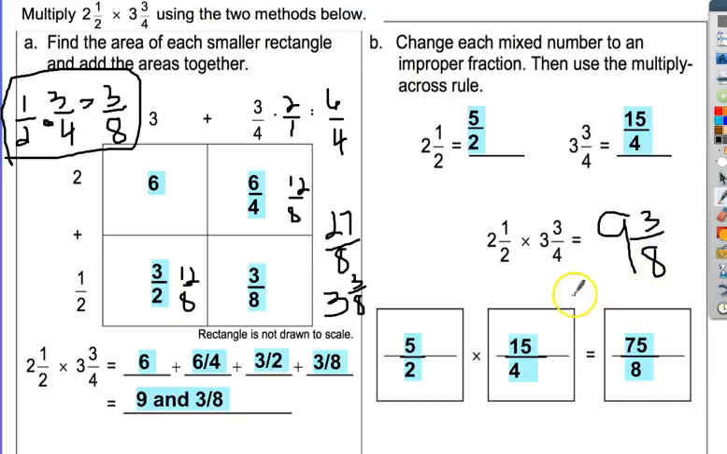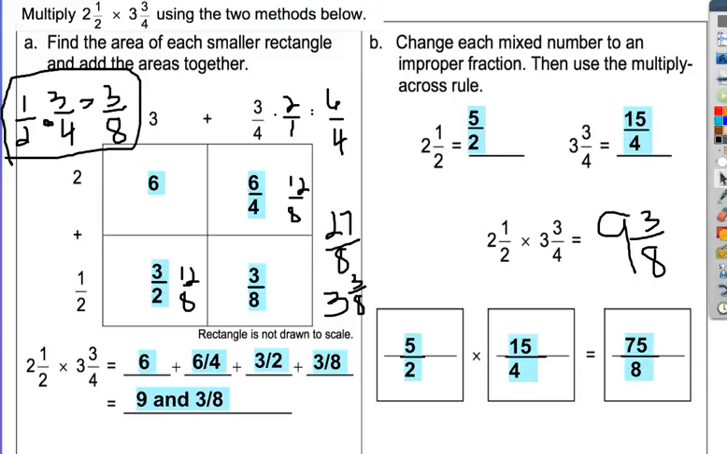You get the exact same answer by changing mixed numbers to an improper fraction and then using the multiply across rule, as you do using the area model and the distributive property. Okay, the answer is going to be exactly the same. The choice is, do you want to use the area model and the distributive property, or do you want to just change them to improper fractions and multiply across?